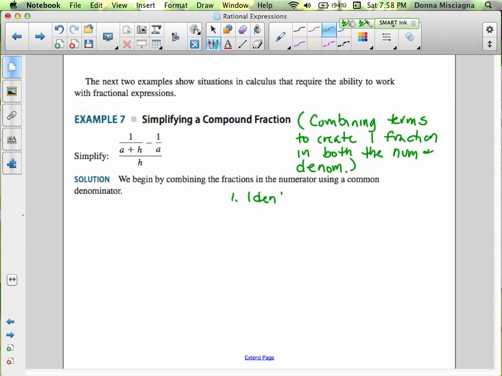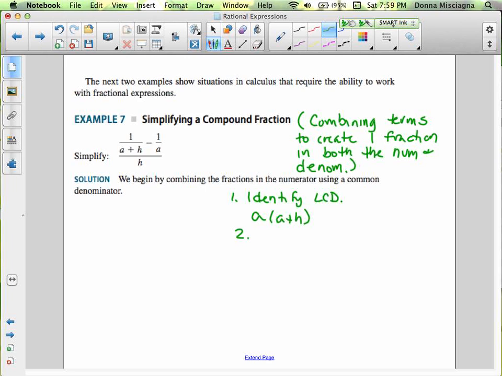Again, we want to identify the LCD. The LCD is still the same thing. It's all the unique factors, no more than the number of times they occur. We wrote that on the last slide, we don't have to write it again. So we've got an a, and we've got an a plus h. Those are different because the second a has an h added to it. Don't multiply it out. Leave it in factored form. That's our least common denominator.